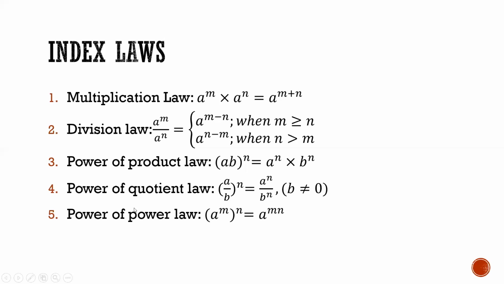The last but not the least formula of this chapter is the power of powers law. Here we have two powers, that is, a to the power m to the power n is equal to a to the power mn. Here we just have to multiply the powers, that is, a to the power m to the power n is equal to a to the power mn.